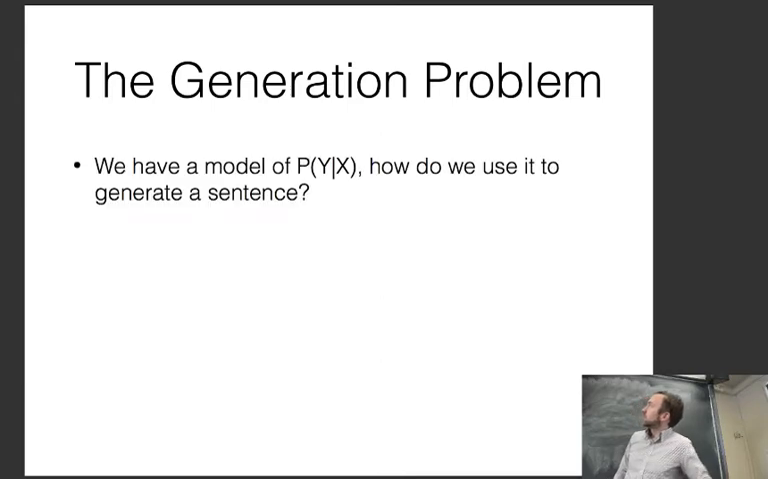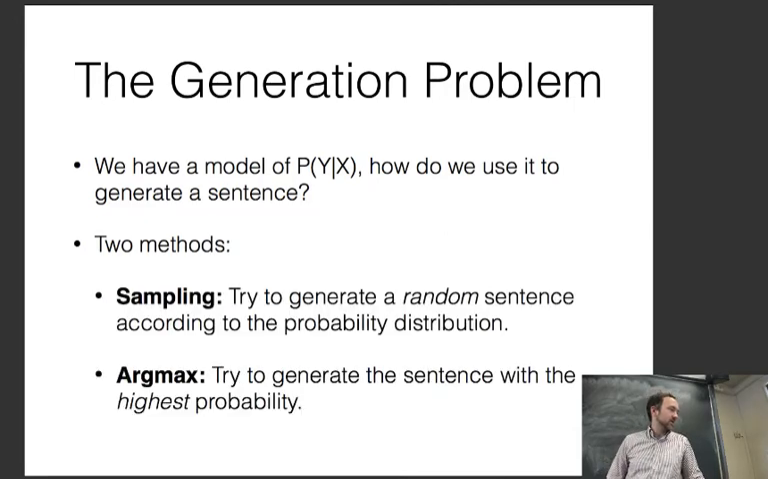So we have a model, P of y given x. So how do we use it to generate? And I guess there's basically 2 methods. One is sampling, and one is kind of argmax. I also talked about n-best argmax in the reading, but these are basically the 2 that you can do.